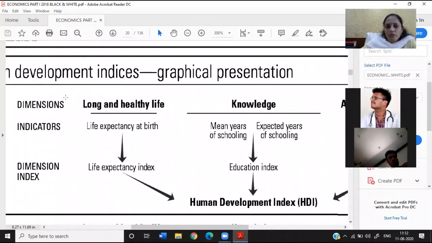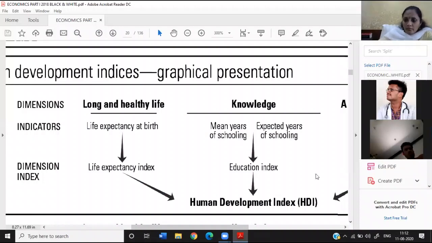So the first thing we want to call is the health dimension. In the health dimension, we are taking the indicator called life expectancy at birth. I think I'll write everything on the screen, then I'll come back here for sharing this. Is the whiteboard visible to you? Yes, okay. So now what we are writing is about the HDI.